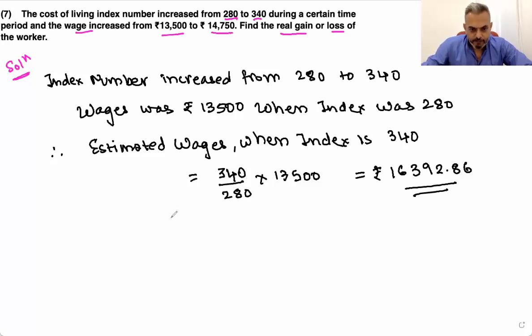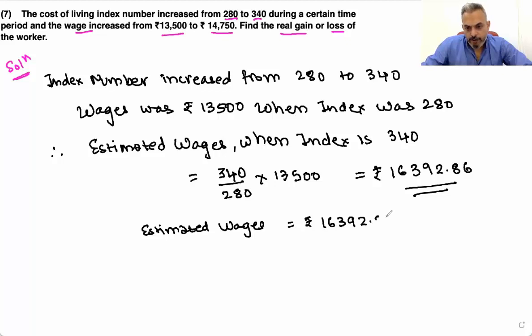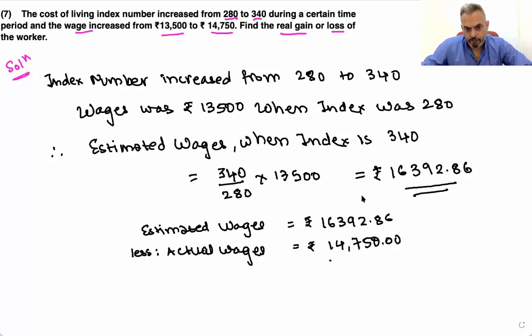Let me write once again over here. Estimated wages is equal to rupees 16,392.86, less actual wages is equal to rupees 14,750. Let's check.